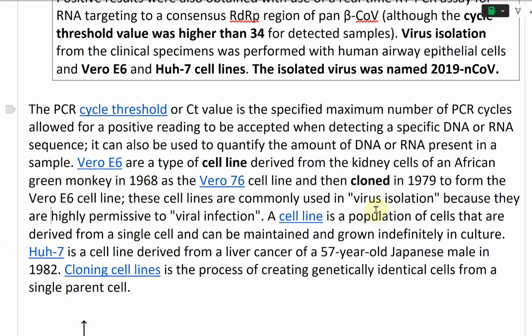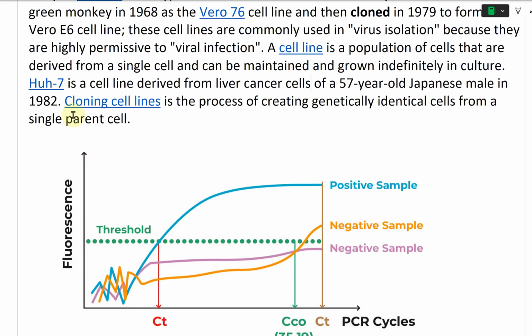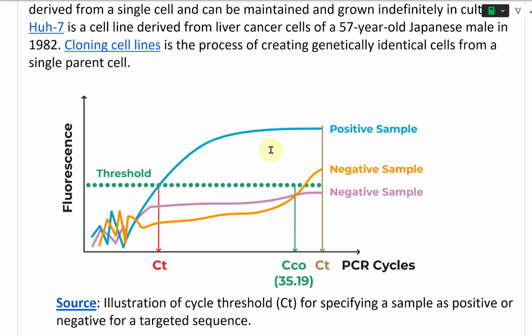And a cell line is a population of cells that are derived from a single cell and can be maintained and grown indefinitely in culture. So it's a population derived from a single one, and you can keep maintaining, growing them, and so on. And Ha7 is a cell line derived from liver cancer cells of a 57-year-old Japanese male in 1982. All right, that's interesting. And then cloning cell lines is the process of creating genetically identical cells from a single parent. All right, it's very, very interesting.